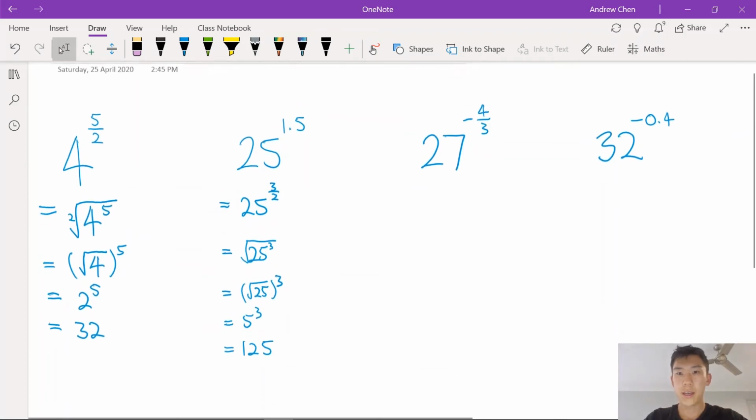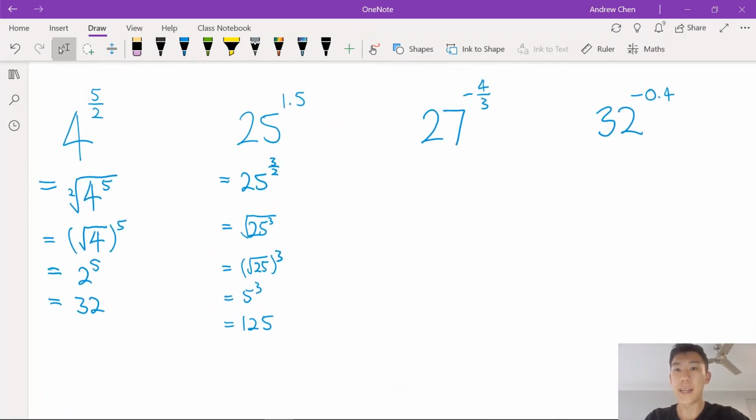Okay, let's try 27 to the power of negative 4 on 3. This does require you to know the index law for negative powers, but I'm going to assume you know that for the purpose of this video. The first thing you need to do is make the power positive. So this becomes 1 over 27 to the power of positive 4 on 3. And then you just deal with the fractional power like we've just done.